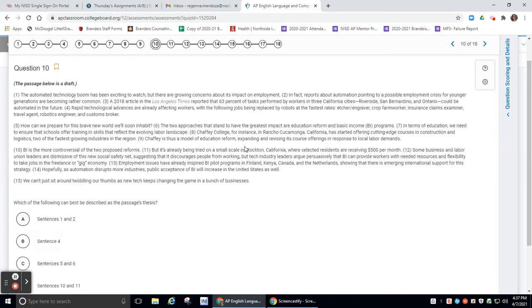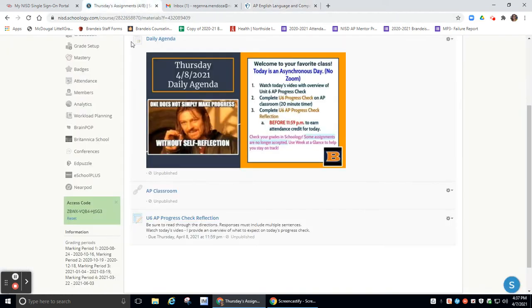Your last passage is one of those think like a writer passages, and it's shorter, but you do have the majority of the questions coming from here. There are 8 of them or 9 of them, I believe. Yeah, there's 9. So make sure that you're really reading through what the questions are asking. Obviously, you're going to be having questions about the thesis.